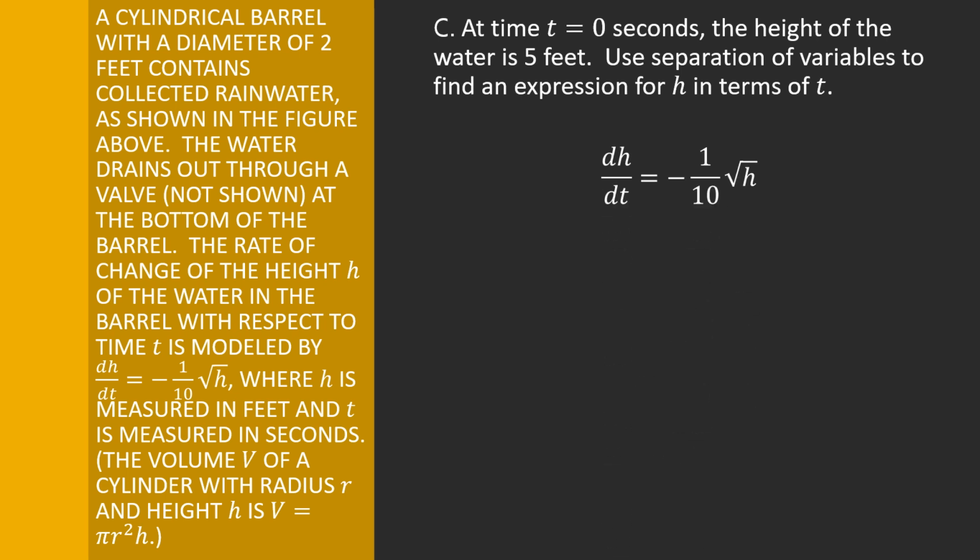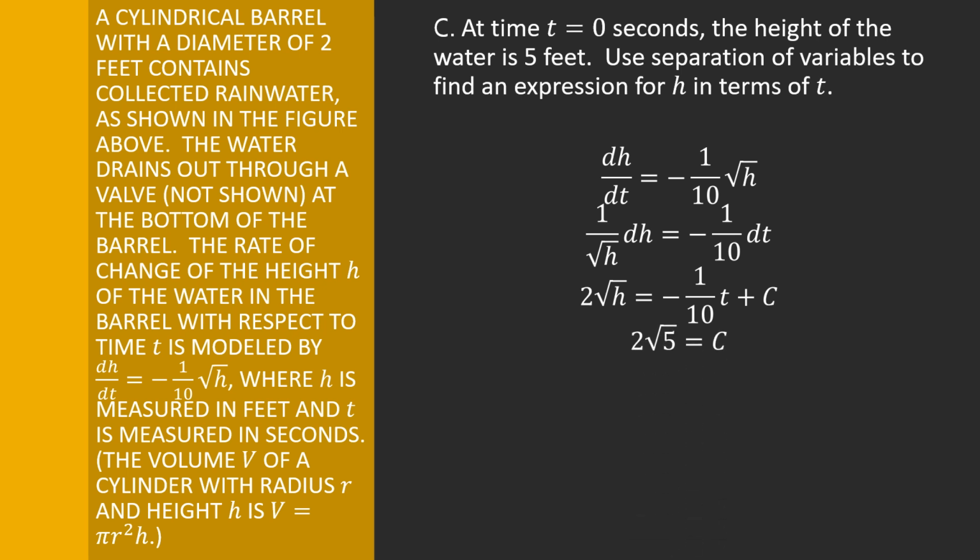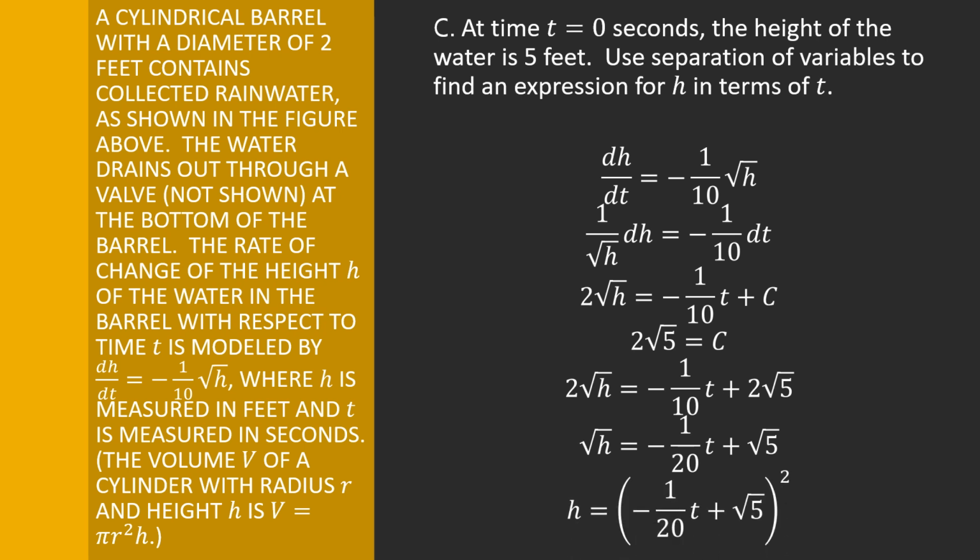So I'm going to start with my differential equation. I'm going to move the h to the other side. I'm going to integrate both sides. Plug in my initial condition. Once I plug in that initial condition, I get c equals 2 root 5. Plug that c back into the equation, divide it by 2, and then square it to solve for h. Again, I'm getting 1 point for separating properly, 1 point for the antiderivative, 1 point for the constant and using the initial condition, and then 1 point for getting my h.